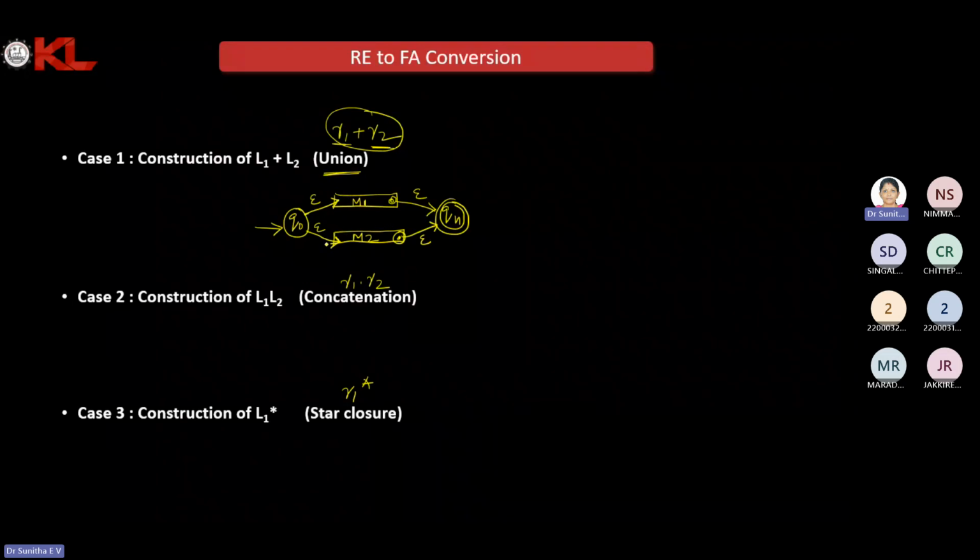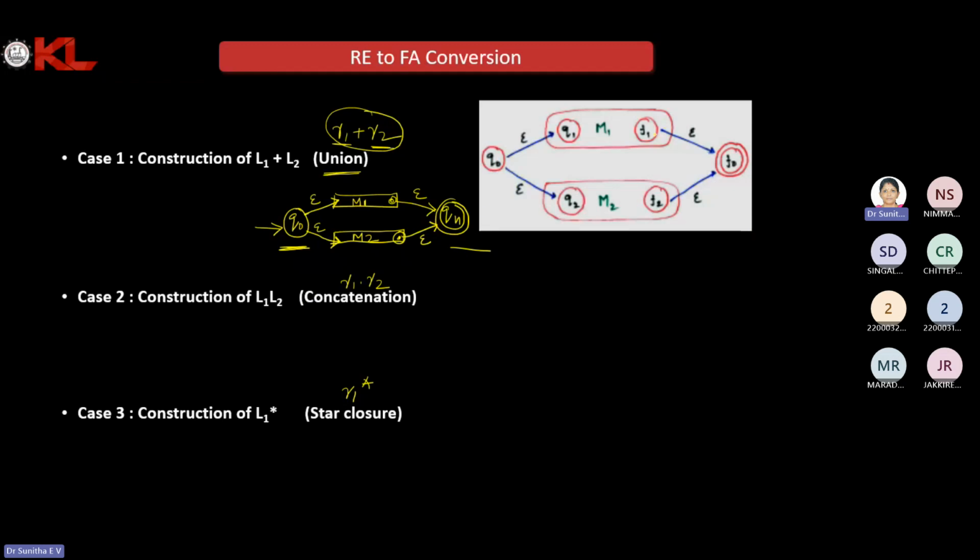So when we introduce the union, we have to add two new states, one initial state and one final state, and connect these machines using epsilon transitions. That is written here. M1 represents the machine for R1 and M2 represents the machine for R2, and we connect it like this.